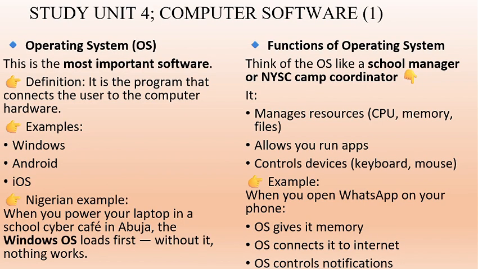An example of this is when you open WhatsApp on your phone. The operating system gives it memory, the operating system connects it to the internet, and the operating system also controls notifications. So the first one, the operating system gives it memory, that is, it helps to manage the resources. Then the operating system connects it to the internet, which means it allows you to run the application. The third one, the operating system controls the notifications. That is the work of the operating system. So that is for the functions of an operating system.